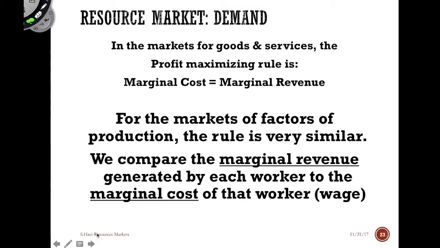All right, so our analysis here is going to resemble the one we did for profit maximizing when it came to the product market. If you remember, we had marginal cost equal marginal revenue as our profit maximizing rule. So let's see how this applies to the labor market.